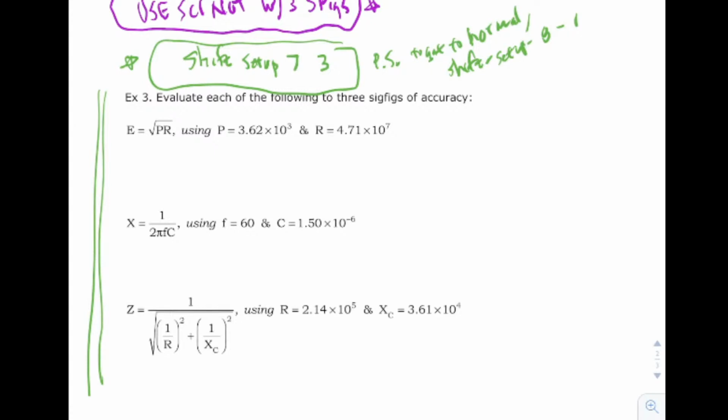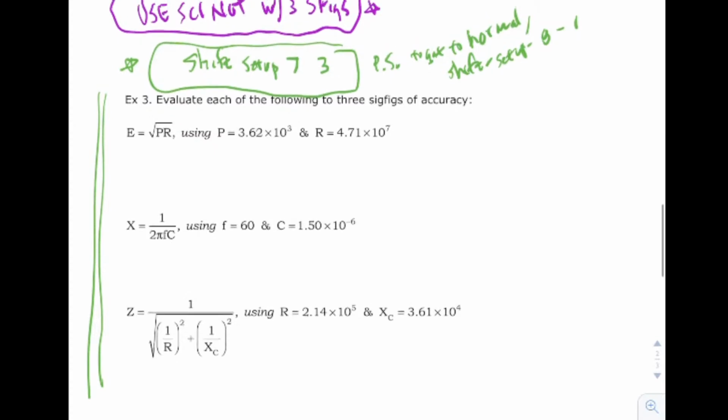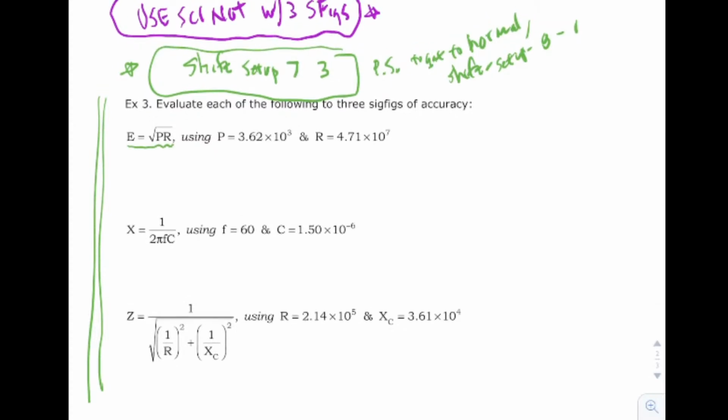Okay, watch this. See this? E equals square root of P times R. And we're being asked to substitute in P equals this scientific notation, R equals this scientific notation. So let me make sure I've got these things in front of me before I go back to the computer. Okay, so what we're going to do, back to the calculator. Get your calculator out. Watch this.